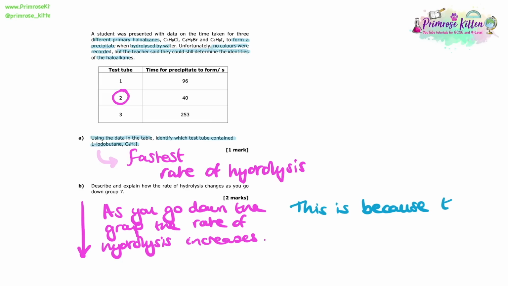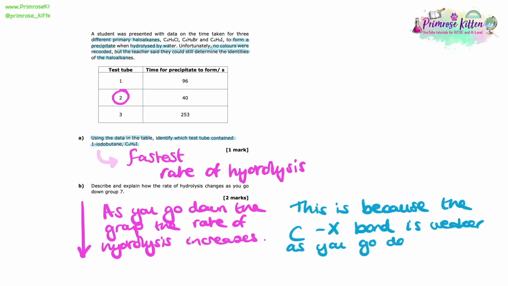So the reason why this rate of hydrolysis increases down group 7 is because the C-X bond gets weaker as you go down the group, and therefore less energy is needed to break that bond as we go down the group. So there we have it. That is our description and our explanation of how rate of hydrolysis changes as you go down group 7.